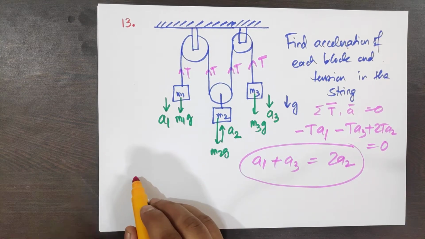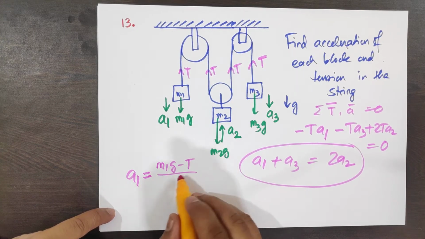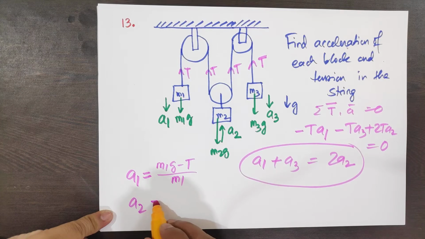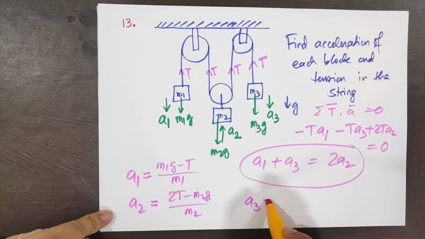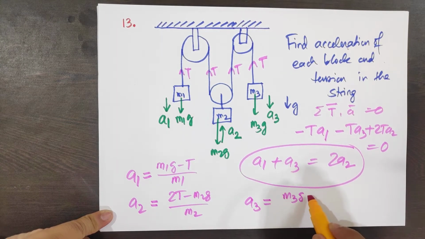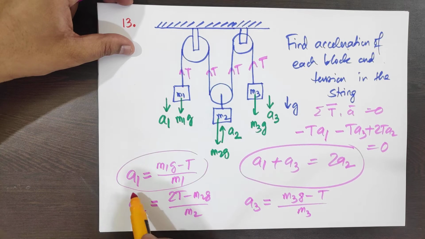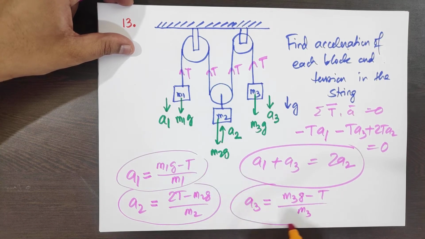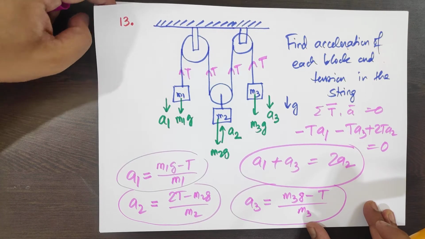Now what is a1 equal to? a1 is (m1g minus T) by m1. What is a2 equal to? a2 is (2T minus m2g) divided by m2, and a3 is (m3g minus T) divided by m3. So now you just have to substitute these values of a1, a2, a3 in this equation and find out. That is a way.